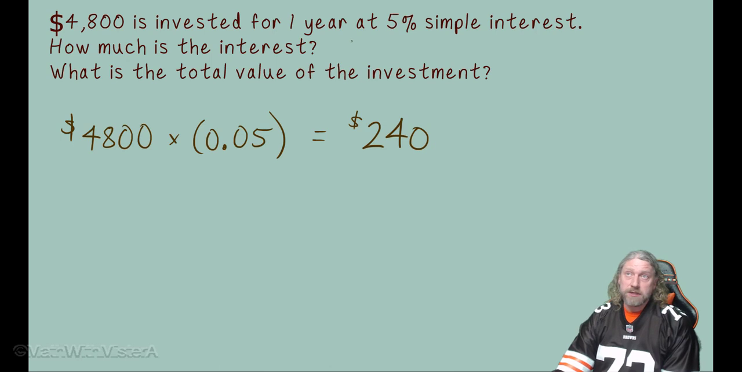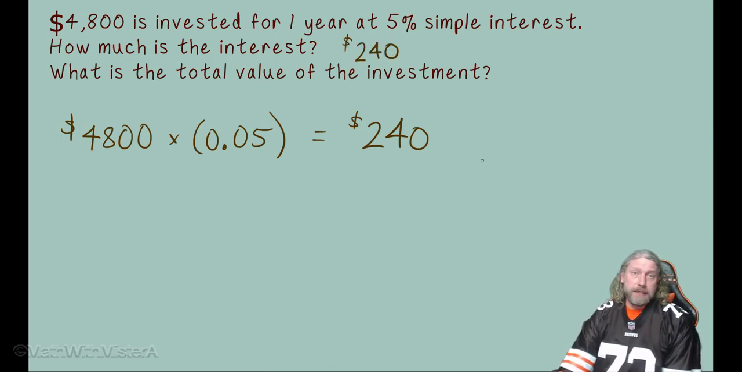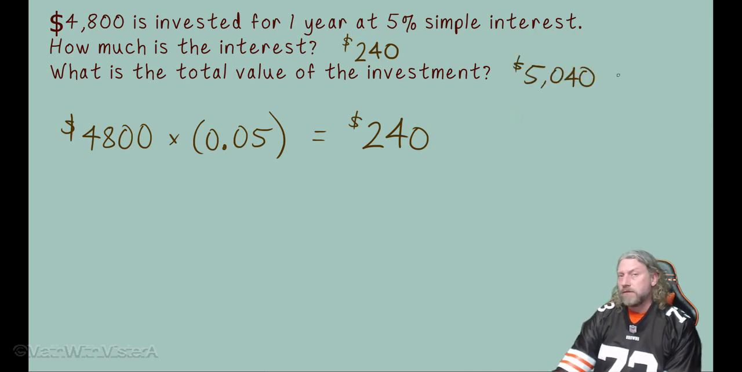So that's our amount of the interest, $240, and we will add that to our original principal of $4,800 to get the final total value of this investment after 1 year, $5,040. I didn't use that simple interest formula, so let's take a quick look at that also.